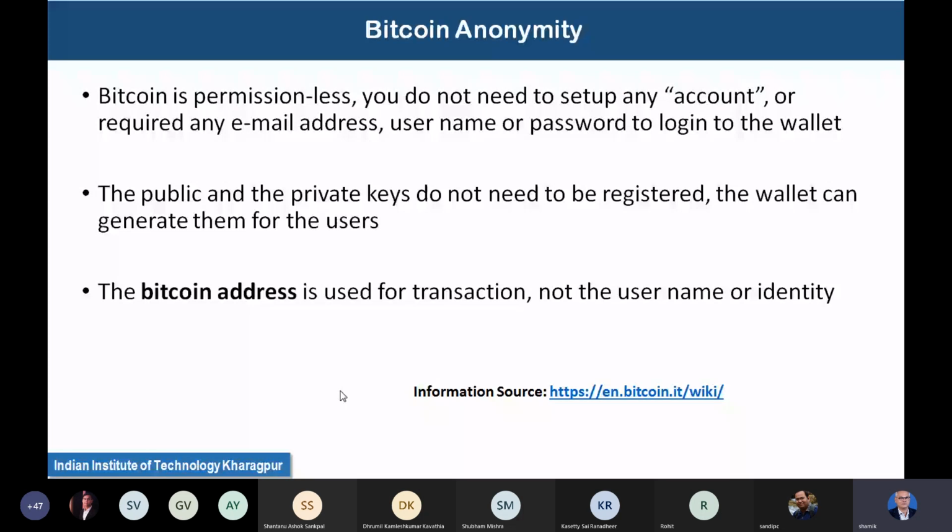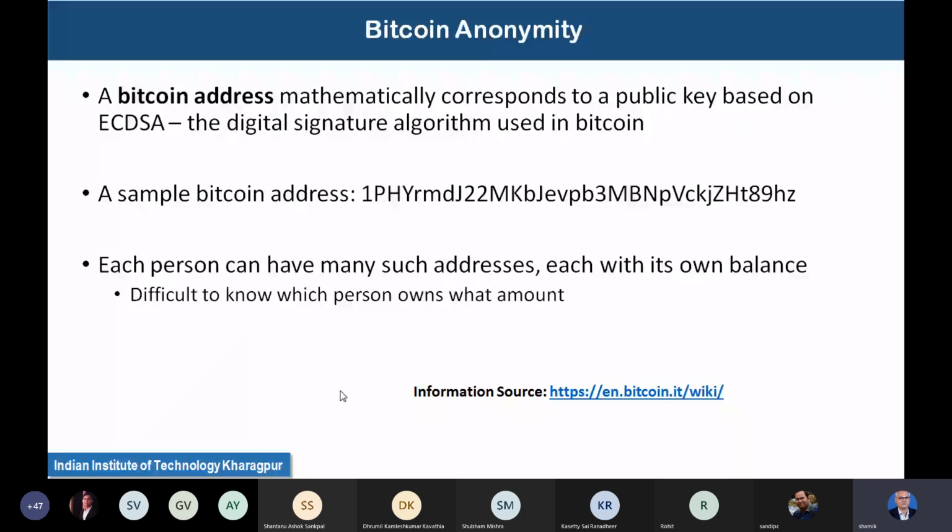So it is important that this Bitcoin address is used for transactions, not a username or identity, not your IP address and so on. Okay, so it is going to ensure anonymity. And I have already said that the Bitcoin address is the hash of a public key which is generated using ECDSA. Also remember that it is a private key that needs to be generated, and once the private key is there, the public key can always be computed from that on the fly. So that is what we can see.